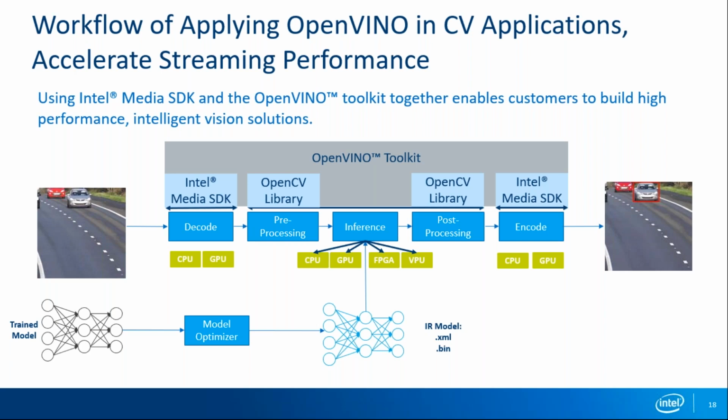And at the end of the inference, we have to do some post-processing. An example of post-processing is to draw the bounding box around the detected object, as you can see on the right, the red bounding box. And then you can use the Intel Media SDK or OpenCV to encode your output as a video to be streamed or to be stored on your disk. So this is the typical workflow for any OpenVINO-based application.